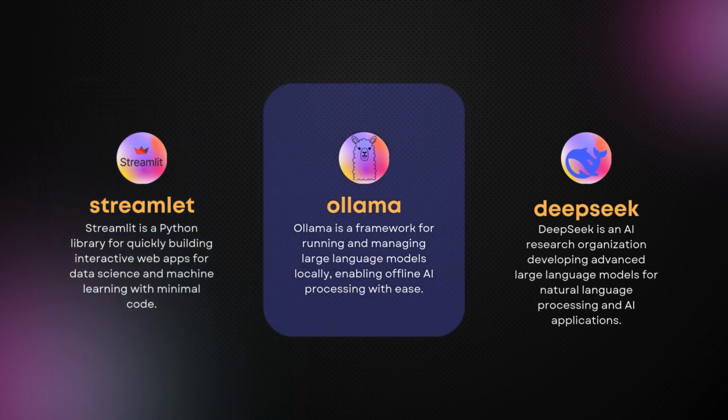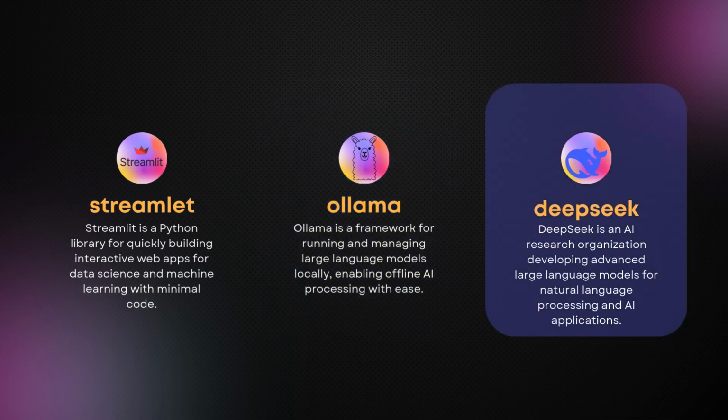Ollama is a framework for running and managing large language models, LLMs, locally on your device. It enables users to run AI models like Llama 2, Mistral, and Code Llama efficiently on personal hardware. Ollama simplifies model deployment, offering an easy-to-use command line interface and API support. It allows offline AI processing, enhancing privacy and reducing dependency on cloud services. Designed for developers and researchers, Ollama optimizes performance and accessibility of LLMs for various applications.